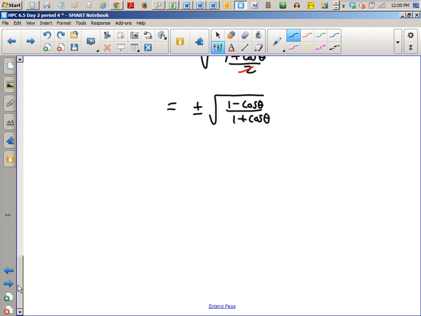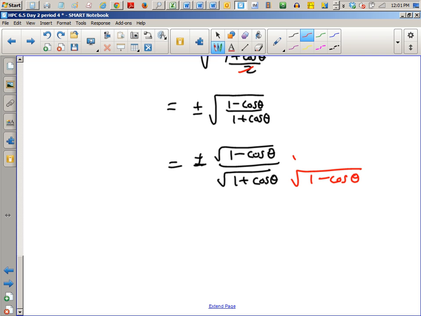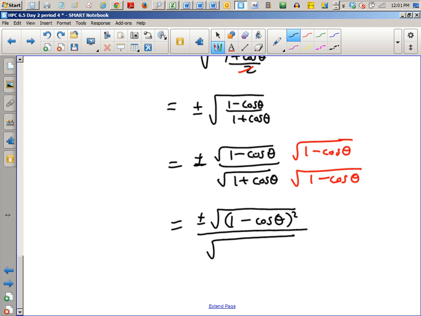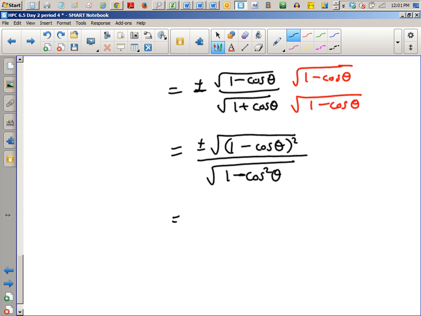If you think of this as plus or minus the square root of 1 minus cosine over the square root of 1 plus cosine, you can try to get rid of the radical on the bottom by using a conjugate like this. You do not have to memorize what I'm doing right now. You might want to just memorize the end result of it. Okay, what happens is you get this on top, 1 minus cosine theta squared, inside a radical. And on the bottom, you get 1 minus cosine squared theta inside the radical. Okay? And then the top, of course, is the square root of a perfect square, so you just get this. You don't need the radical. This cancels out, in other words.